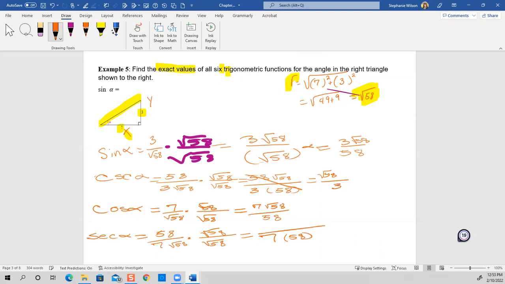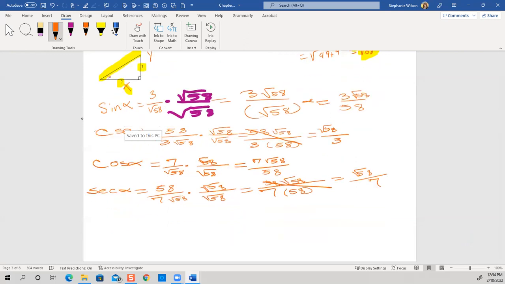And on top, I have 58 times the square root of 58. If you notice, these 58s reduce. And now I have square root of 58 sevenths. And some of you are going to see a pattern and you're not going to have to do all this extra work. That's okay. Now, tangent is going to be the easiest one, right?